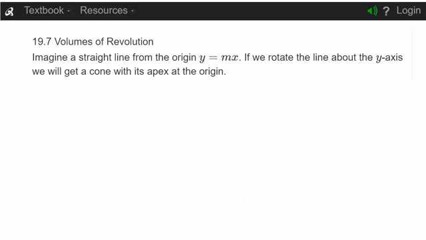Imagine a straight line from the origin of an xy axis system. Now imagine we rotate the line about the y-axis. We'll get a cone with its apex at the origin. The question is, what is the volume of the cone?